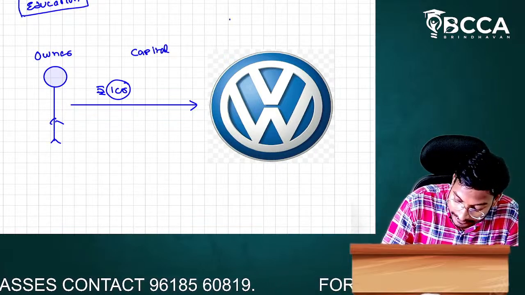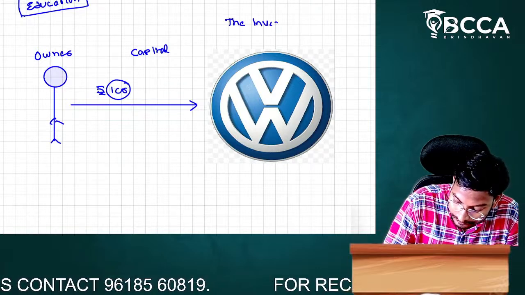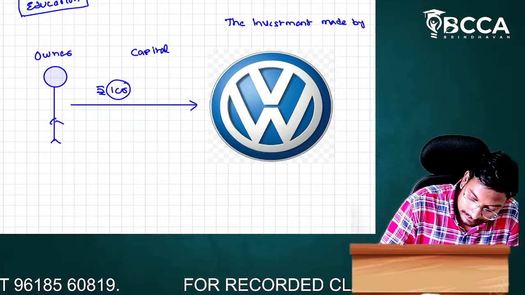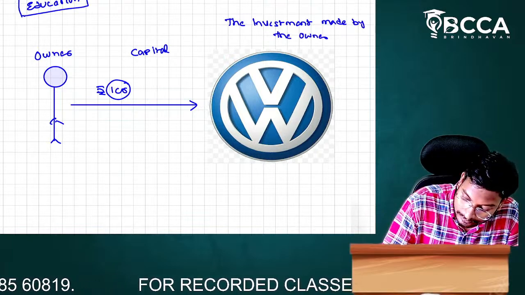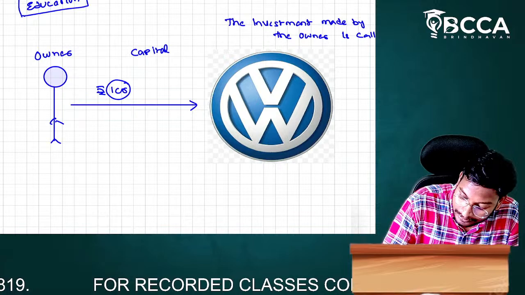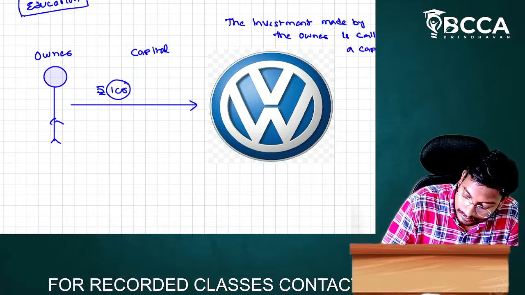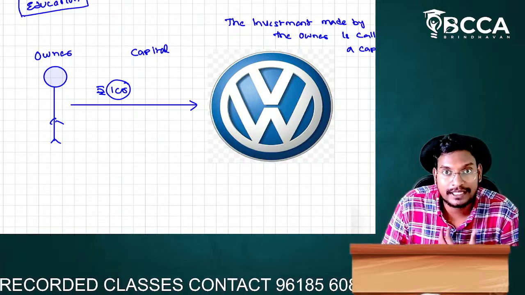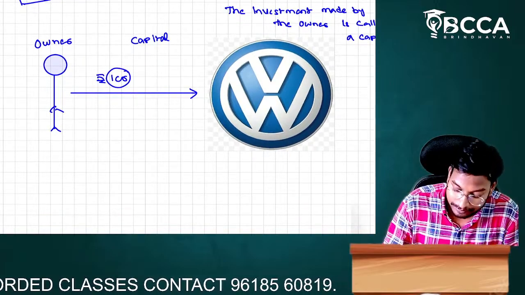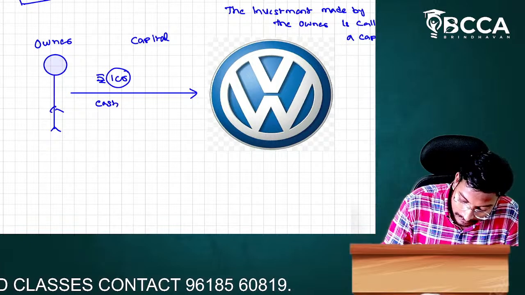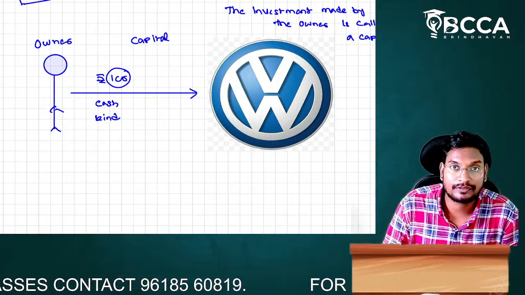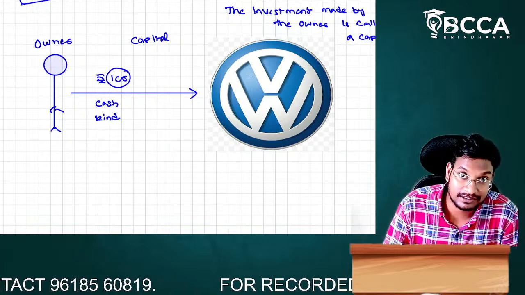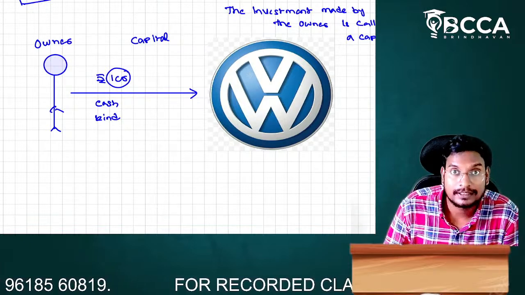Capital means the investment made by the owner is called capital. Sir, in which form do we have to make the investment? We may make the investment in the form of cash or in the form of kind also. If the owner makes the investment in the business, it is called capital.